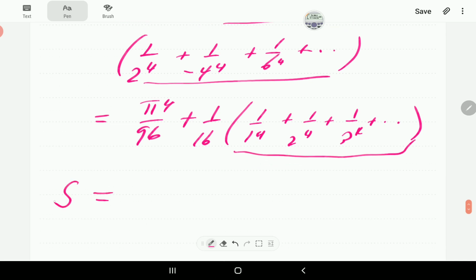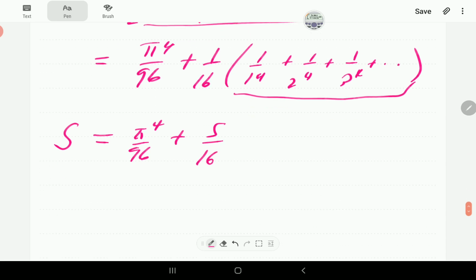So we're going to have S equals pi to the power 4 over 96 plus S over 16. Then if we make S the subject of this formula, we find that it is equal to pi to the power 4 over 90. Okay, and that is that.